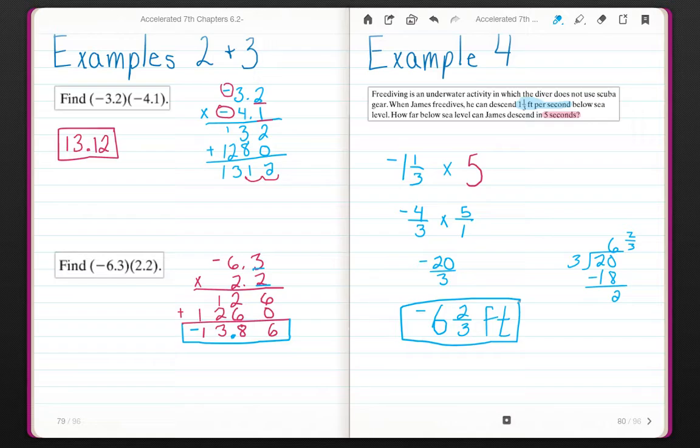Okay, my answer has to be negative because he is diving. He is descending below sea level. So therefore he's going down, and that is always negative.